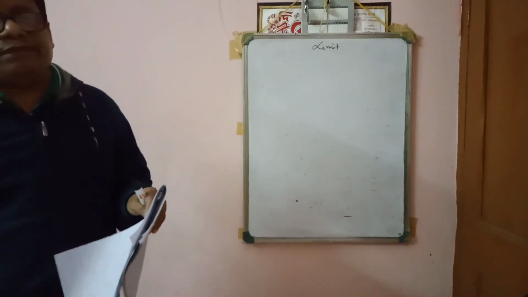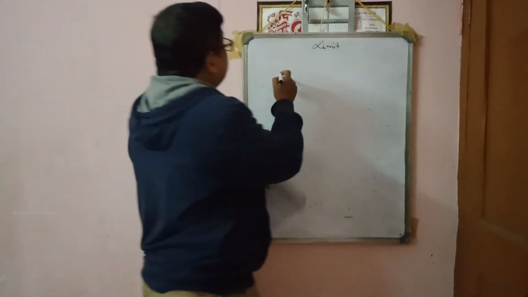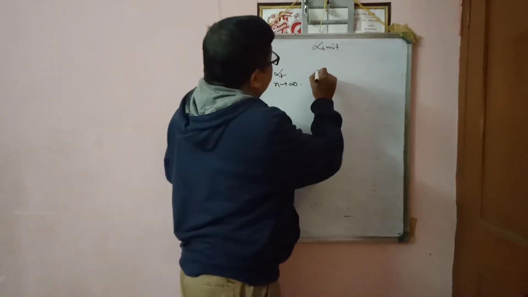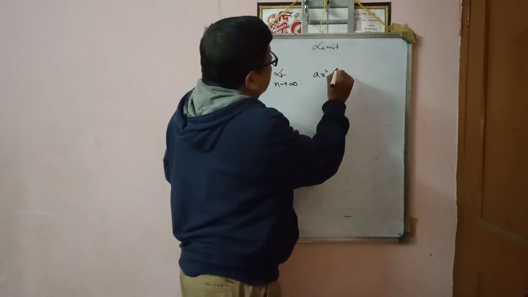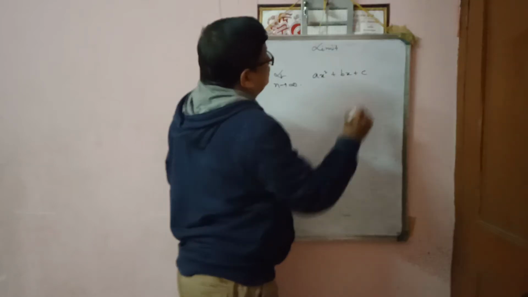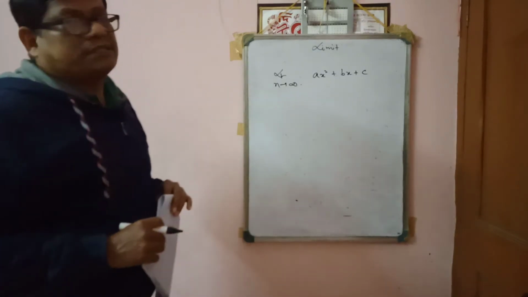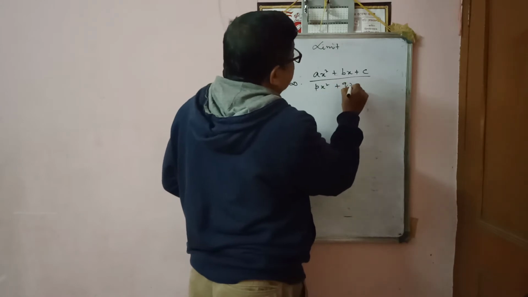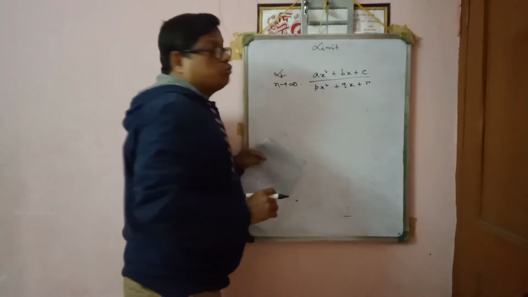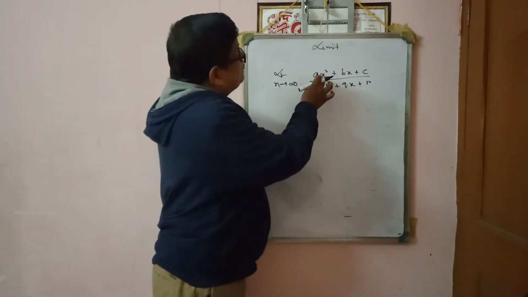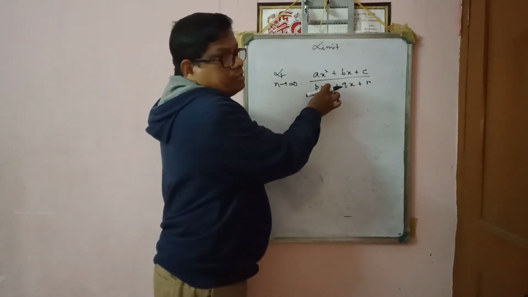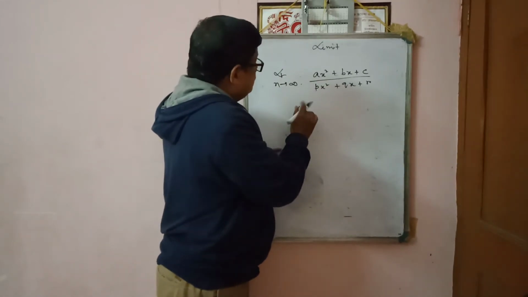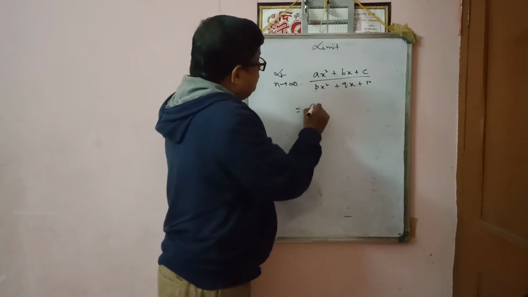This type of sum I have already discussed. Suppose limit n tends to infinity of (ax square plus bx plus c) by (px square plus qx plus r). So a direct shortcut method we can do. See, both are x square, the highest power is the same in both. So the direct answer will be a by p.